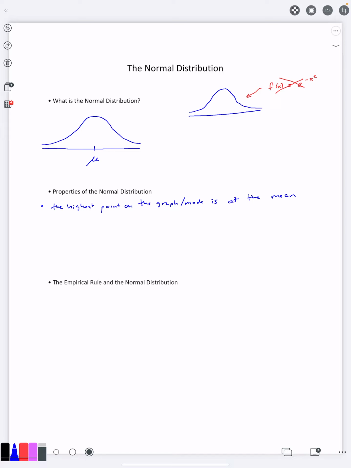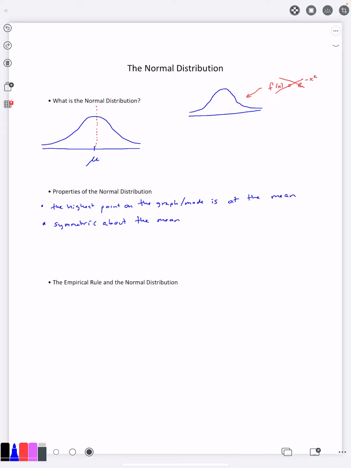Now, if you look at this graph, if you look to the left of the center and to the right of the center, they look pretty similar. It's almost mirror images of the two sides. And if I was a better artist, it would be exactly a mirror image, because this graph is symmetric on the two sides. So that's the second property. It is symmetric about the mean. That means the shape on the left side of the average is going to be exactly the same as the shape on the right side of the average.